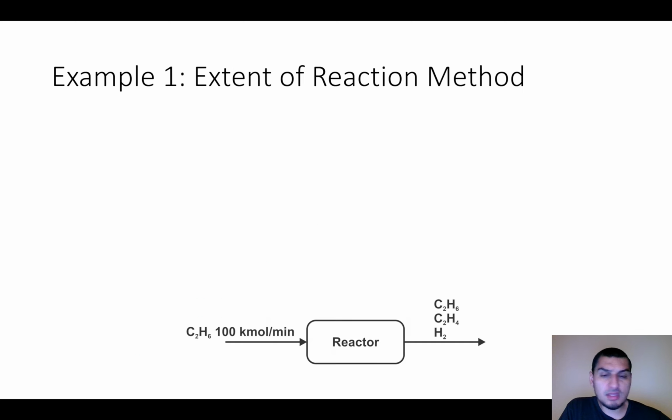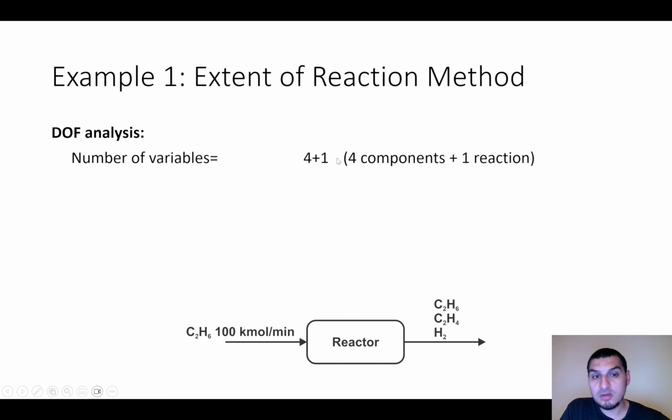I think things will be clear in this example here. We have the same ethane dehydrogenation to produce ethylene and hydrogen, and the reaction is C2H6 goes to C2H4 plus hydrogen. For the degrees of freedom analysis we have 1, 2, 3, 4 variables, and we also have one reaction here. So we have 4 plus 1. And I like to put it as 4 plus 1 to clarify for myself that this one is a reaction. It's not one of the components.